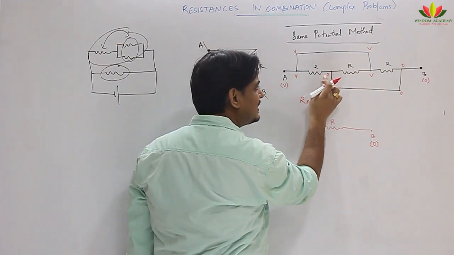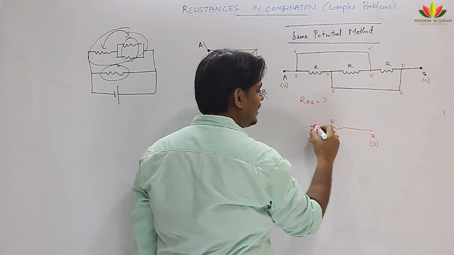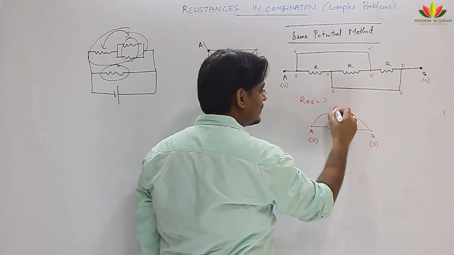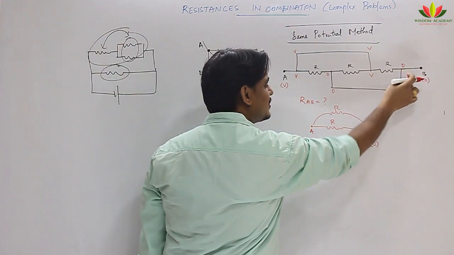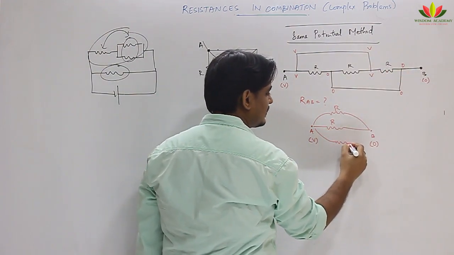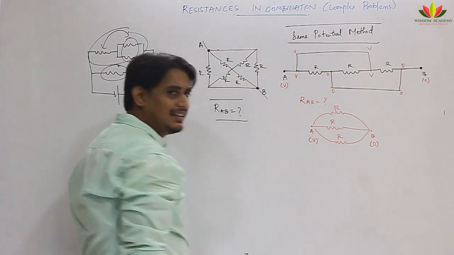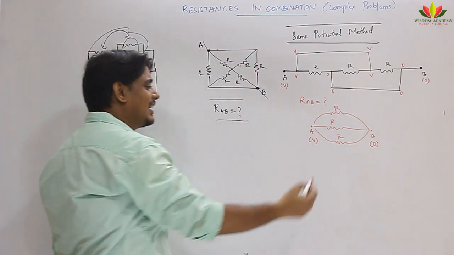This R falls between, again, 0 and V. So between 0 and V, one more R is there. And this R falls again between V and 0. So it is there like this. Did it not become very simple? So now, what is the R equivalent?